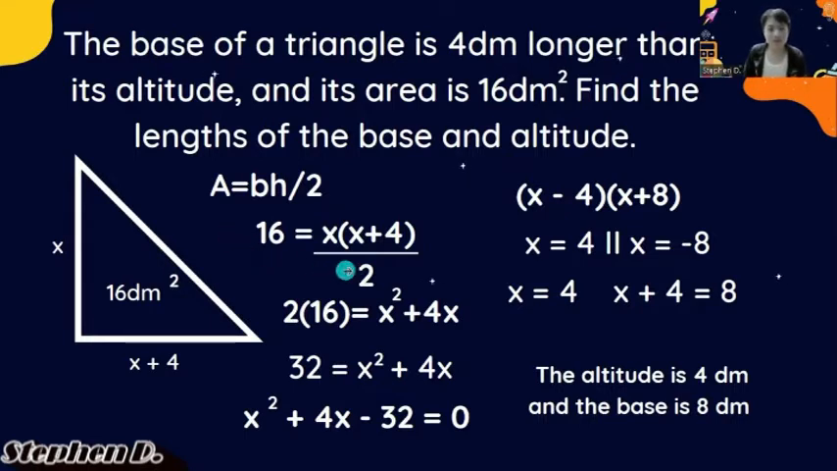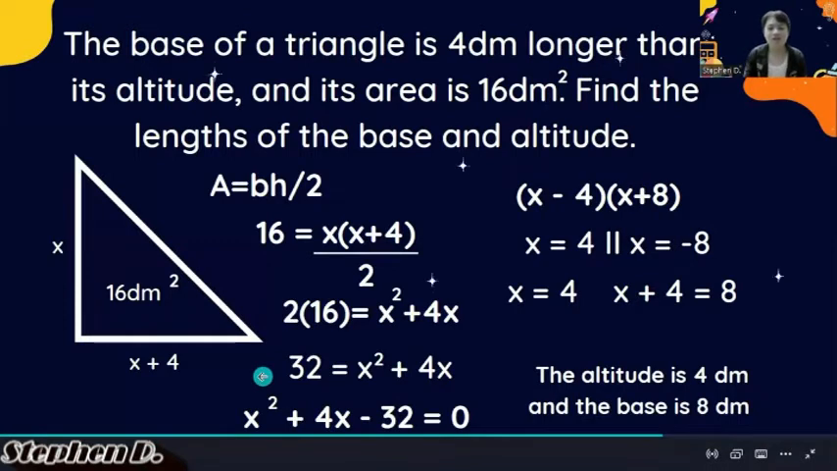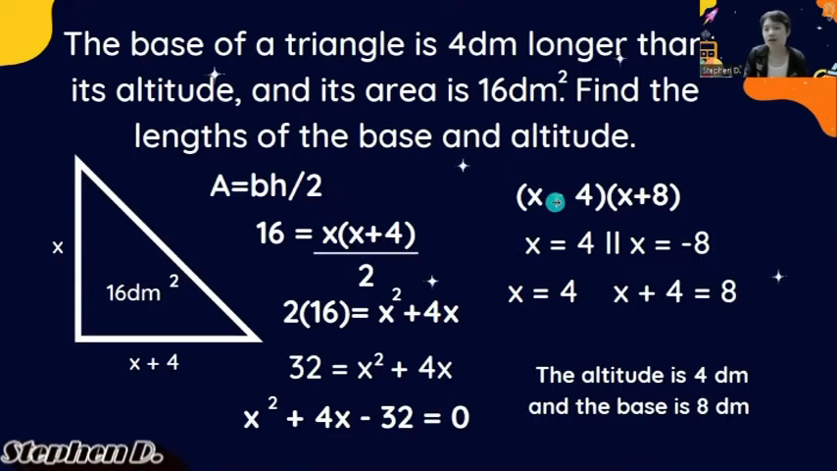So first we will multiply by 2 to take out the 2 on the bottom. That's why I got 2 times 16 is equal to x squared plus 4x. So 16 times 2, we got 32 is equal to x squared plus 4x, and then we transpose 32. That's how we got our quadratic equation, x squared plus 4x minus 32 is equal to 0. So we get the factors using QT, or quadratic trinomial. We get x minus 4 and x plus 8.